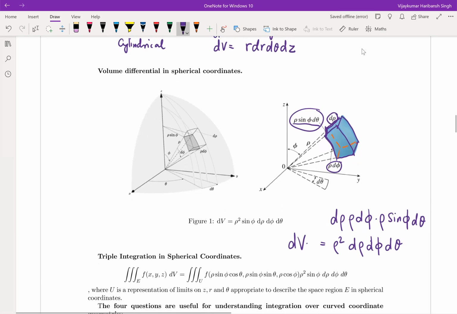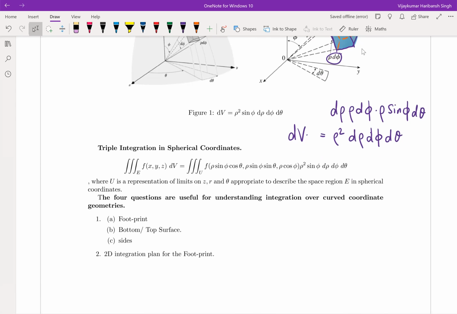In fact, if you want to do a triple integration in spherical coordinates, you replace x by rho sine phi cos theta, y by rho sine phi sine theta, z by rho cos phi. Your dV gets replaced by this volume element, which is rho squared sine phi d rho d phi d theta, and the limits are the representation of rho, phi, and theta appropriate to describe the space E in the spherical coordinate system.